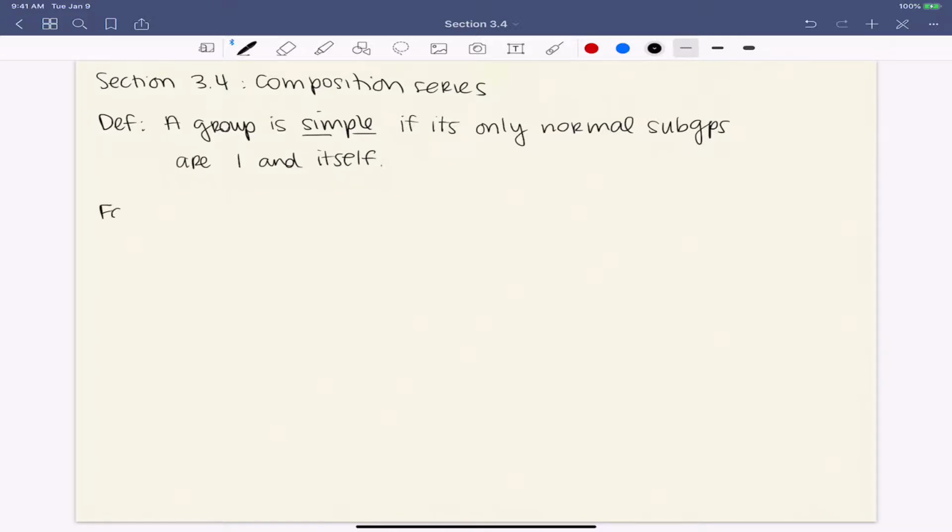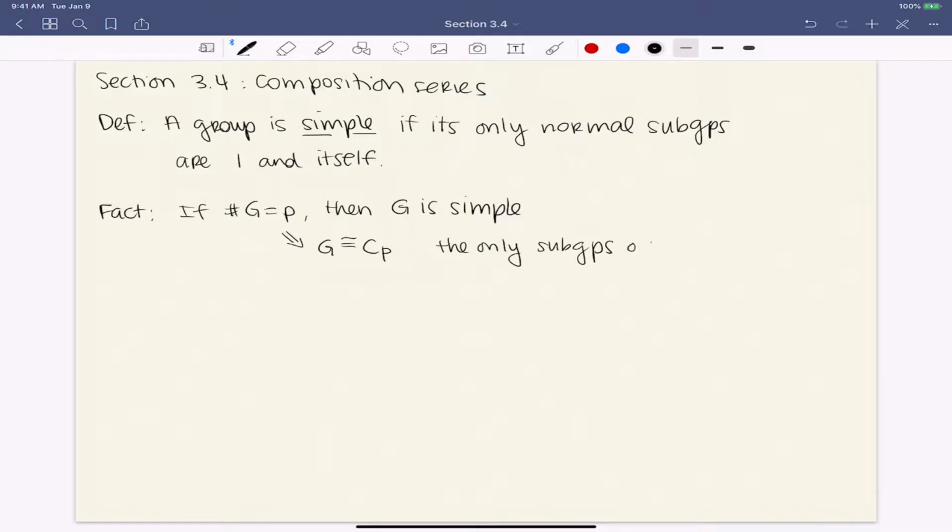One fact about simple groups we know is that if the order of G is p, then G is simple. Perhaps this is easy to believe because we know that this implies that G is isomorphic to the cyclic group with p elements. And actually, the only subgroups of C_p are 1 and C_p. So it's not that it fails to have other normal subgroups, it's that it fails to have any other subgroups at all.